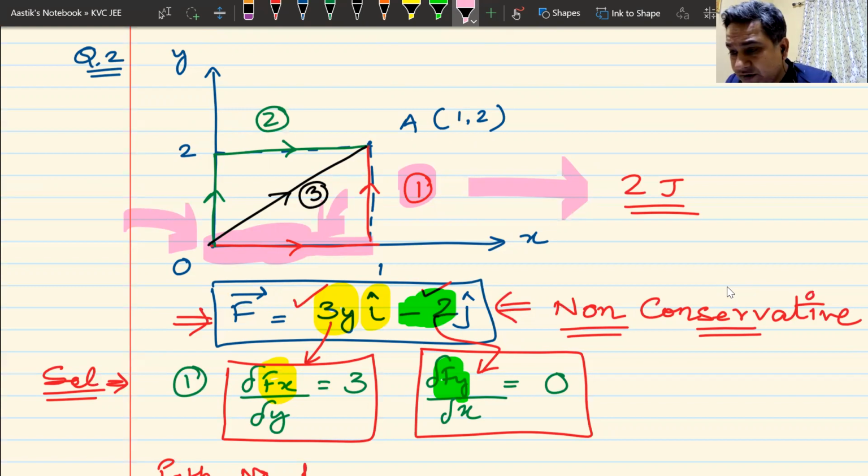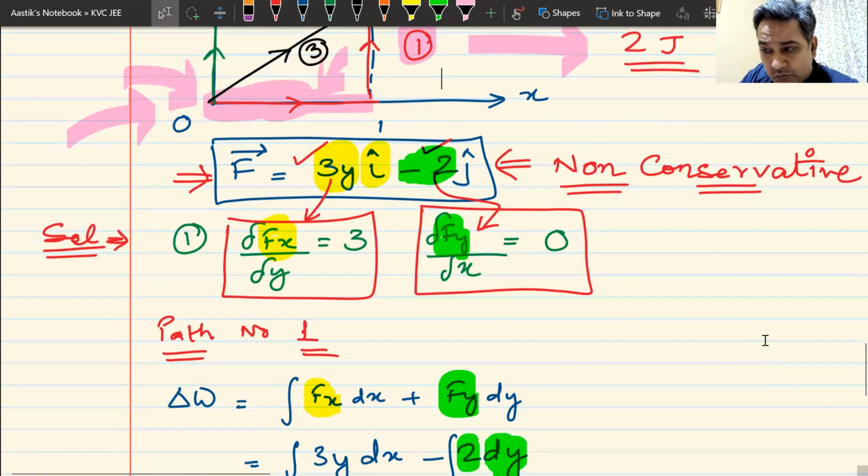What is the value of y here? The value of y here is 0. And what is the value of y here? 2. So y has to vary from 0 to 2. What about x? What is the value of x here? 0. And here? 1. So x has to vary from 0 to 1. As simple as that.